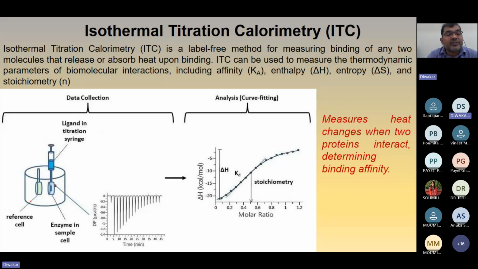So this is the instrumental setup for the ITC, isothermal titration calorimeter. We need to fill the reference cell like a blank, meaning we load the buffer used for the protein solubilization. Now these are the sample cells. Initially we fill it with the ligand molecules and then apply the analyte molecules into the sample cell, or initially we fill the analyte molecules and then apply the ligand molecules into the liquid suspension, and then run the instrument.